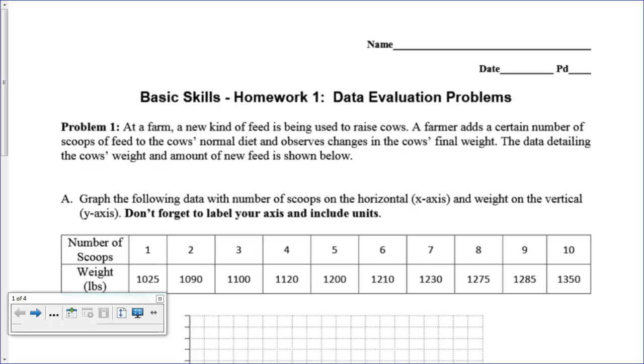Hello, this is the first homework set of problems on the basic skills unit for the data evaluation. So we're going to go through here. There are a couple of problems and I'm just going to work them through and show you how they're done.